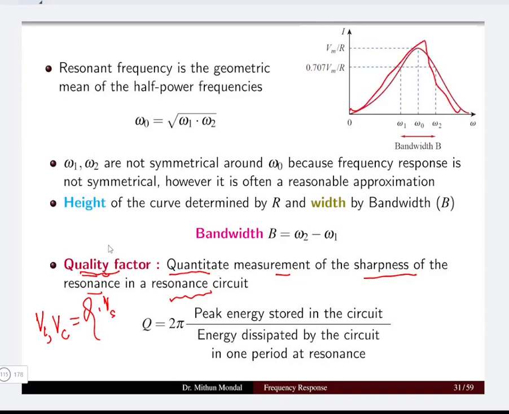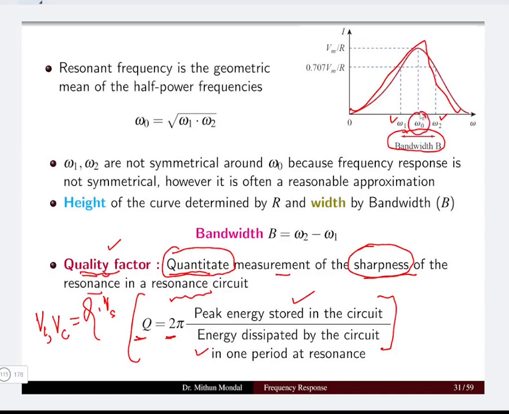Quality factor is that measurement, which is defined as 2 pi times the peak energy stored in the circuit divided by the energy dissipated by the circuit in one period at the resonance condition. So this is the definition of the quality factor. We will do some derivation on the quality factor and understand its importance. It is basically a quantitative measurement of the sharpness of the resonance condition, and bandwidth is the difference of the two frequencies, omega 2 minus omega 1, and omega naught is the resonance condition, which is the geometric mean of omega 1 and omega 2.